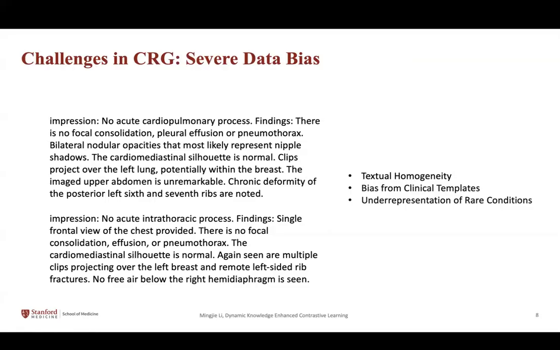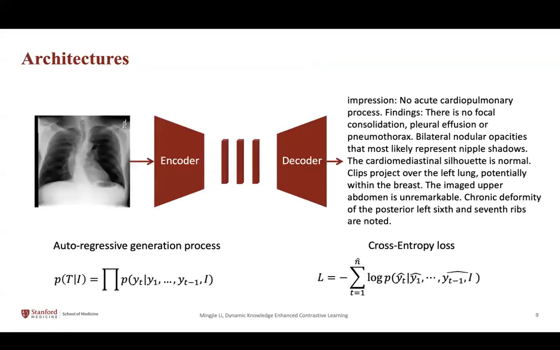So if you just calculate the similarity between different n-grams, you will get very high values in the matrix, which are focused on computing the textual similarity only. And models trained on such data may also generate repetitive reports, failing to capture specific findings. And that's why we call it bias from clinical templates.